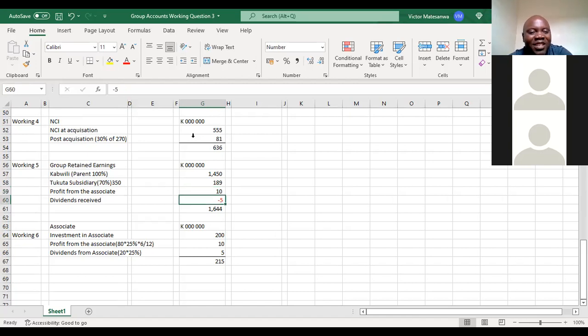And then dividends. Dividends there, you also have to subtract, isn't it? Otherwise, you double count it. Yeah, on the associate. Well, yeah, we're supposed to. You are supposed to subtract, otherwise you're going to double count. Oh, all right.